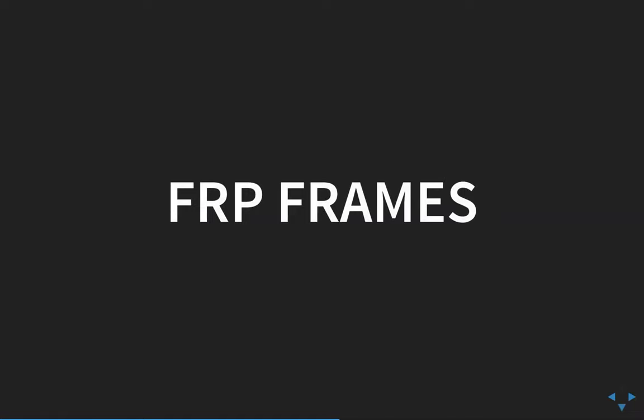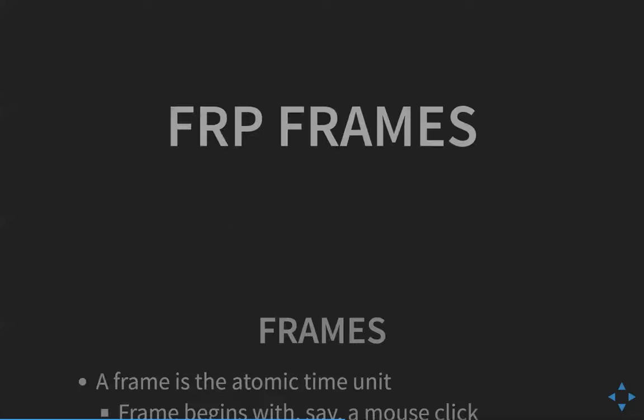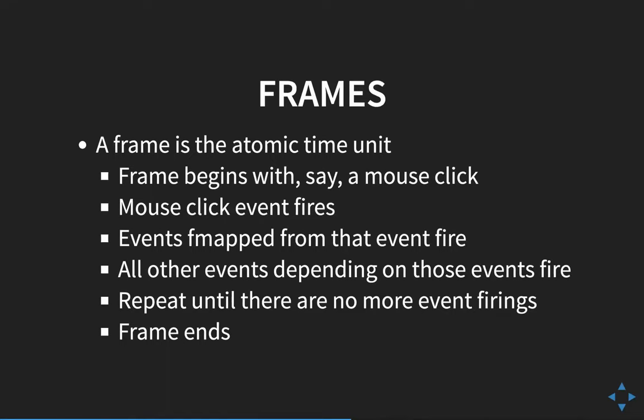Frames, FRP frames. They're the low level of how this stuff actually works. A frame is an atomic time unit, and it begins with some kind of event, typically. Say a mouse click. You click your mouse, something in the browser happens, and it gets to Reflex, and it turns into an event firing. Then, in your Reflex code, you've taken that event somewhere, and you're using it elsewhere. The way that you typically use an event is you fmap it, or you call tag or switch or one of these other functions on that event.